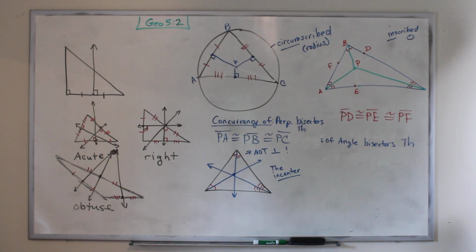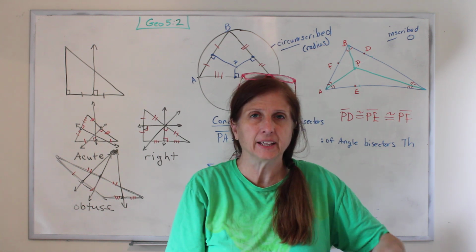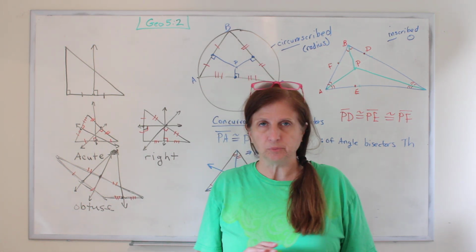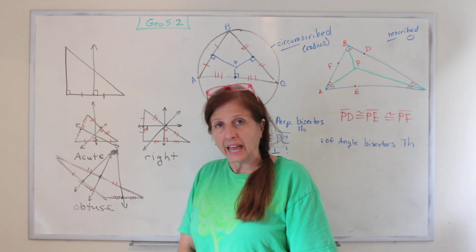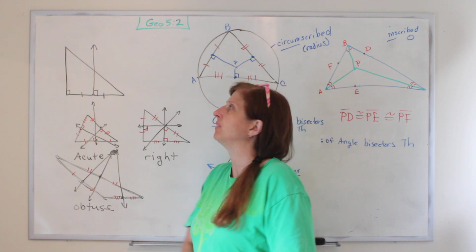Welcome back to geometry. We are doing chapter 5, section 2 in this book, Bisectors of a Triangle. Okay, so we learned last time that bisect means to cut in half.